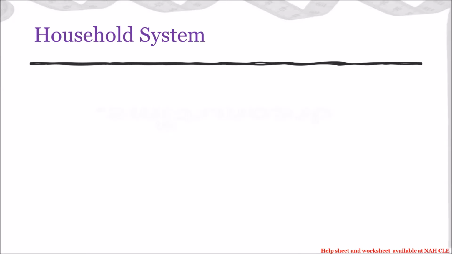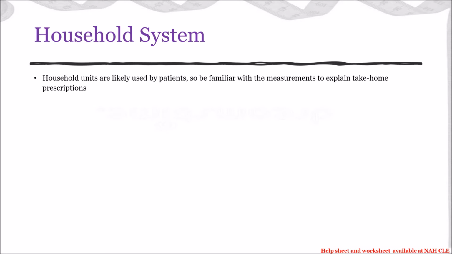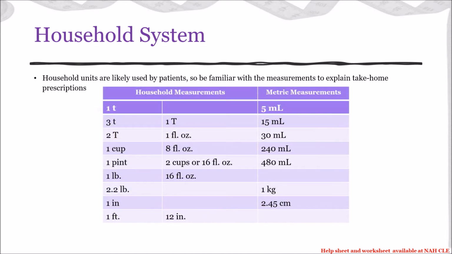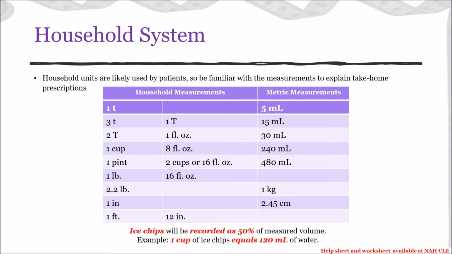Household system. Household units are likely used by patients, so be familiar with the measurements to explain take-home prescriptions. Here is a chart of household measurements that you can reference. Please note that ice chips will be recorded as 50% of measured volume. An example, 1 cup of ice chips equals 120 mL of water.